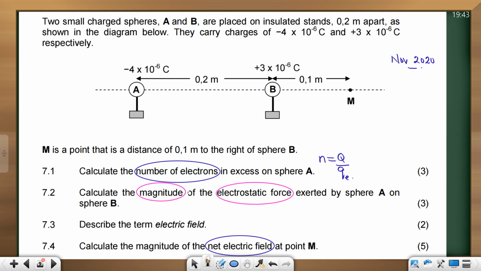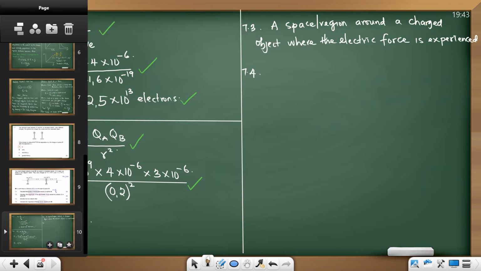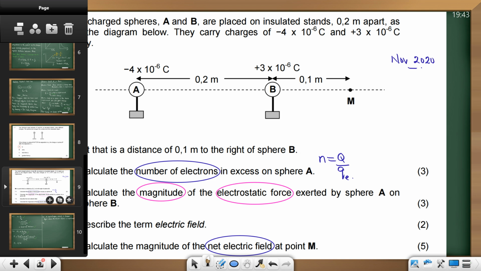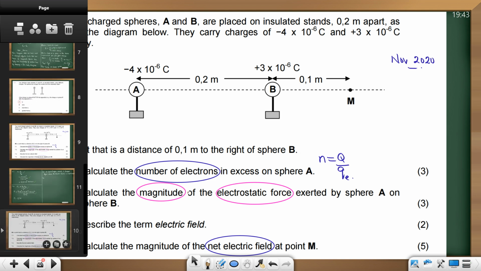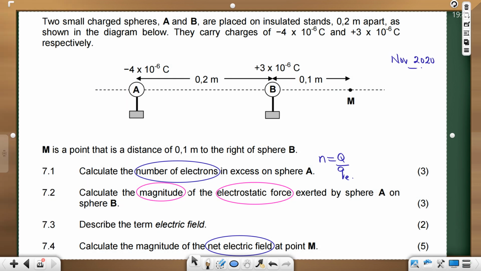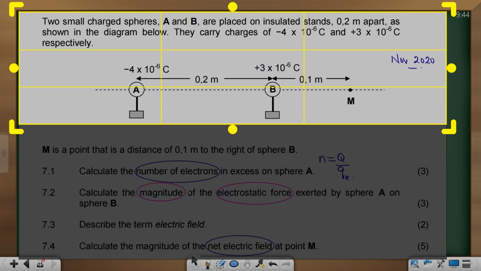But here's the key. The word net, I did explain what it means. It means there are more than one. Please follow me. At point M, this is what we are going to do. Every time I see the word net, this is what I'm going to be doing. Whether net force or net field, it doesn't matter, we do the same.